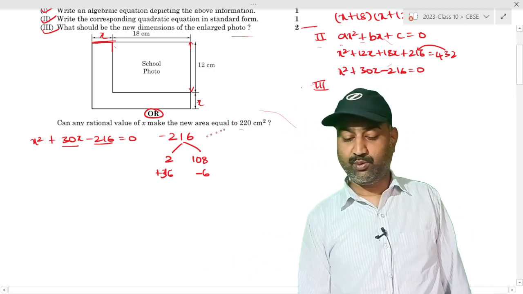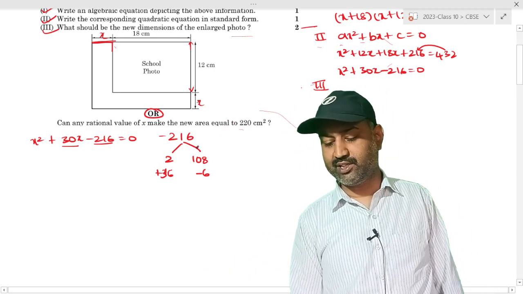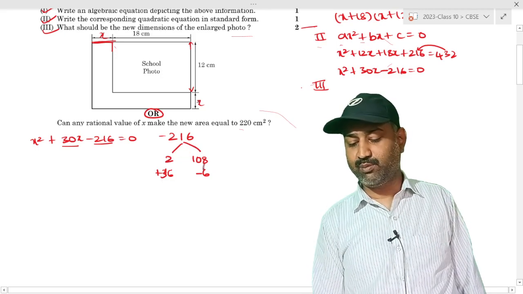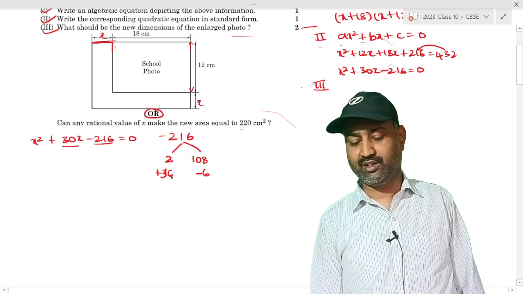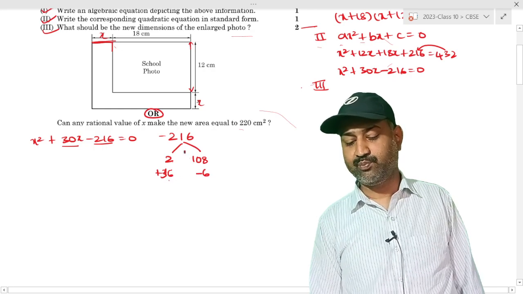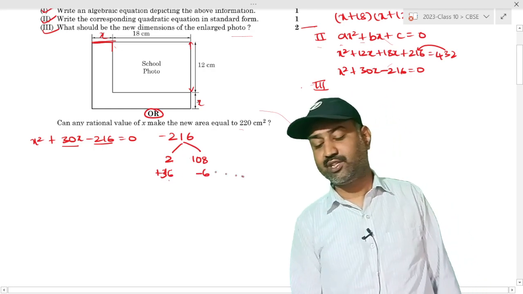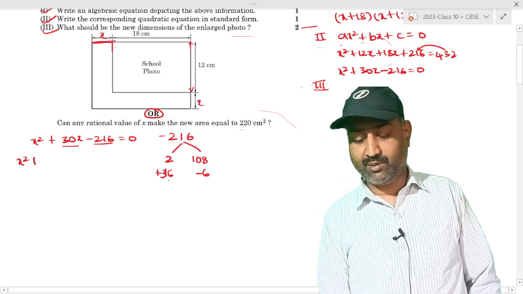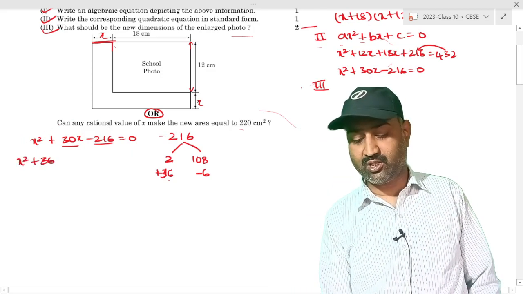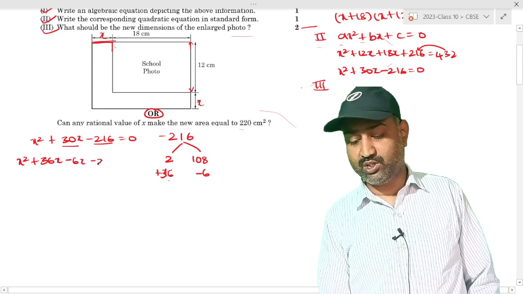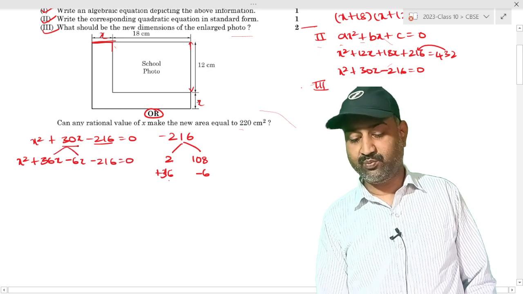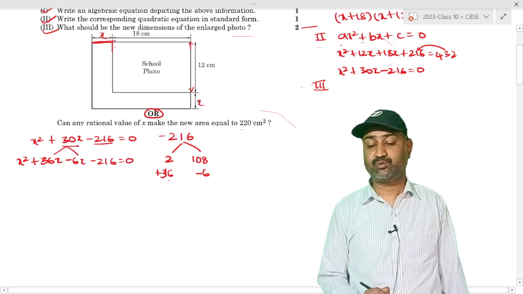Now you should be asking how I arrived at these factors. 2 into 108 is 216. I divide this by 18 and multiply this by 18. Therefore, 36 into 6 is 216, and 36 minus 6 is 30. Therefore, I split this factor. x square plus 36x minus 6x minus 216 is equal to 0. Right? I split this 30x as 36x minus 6x.